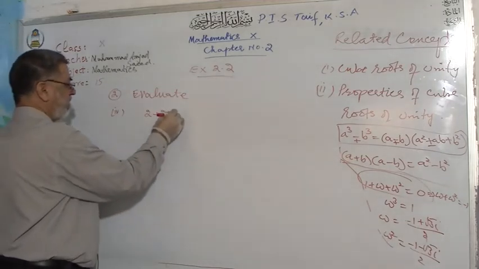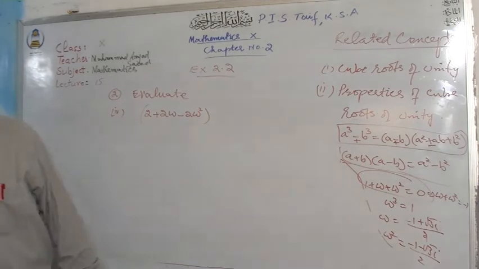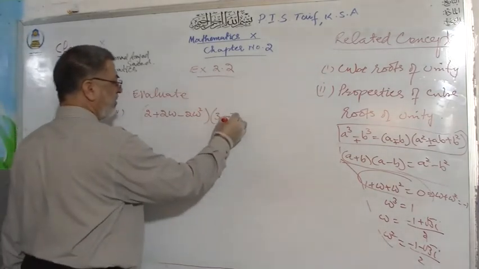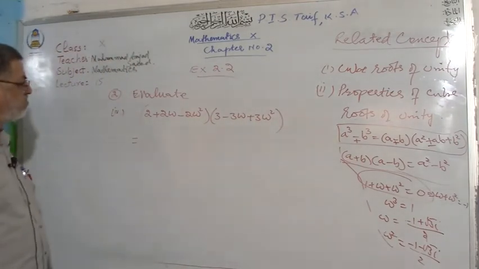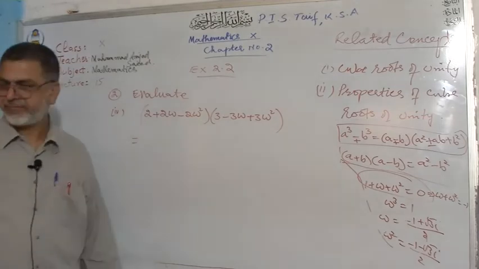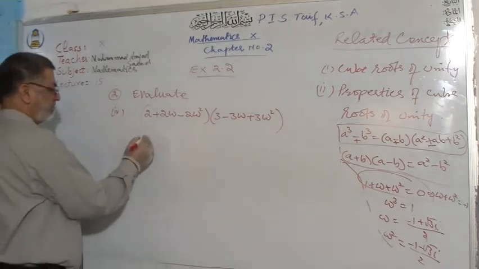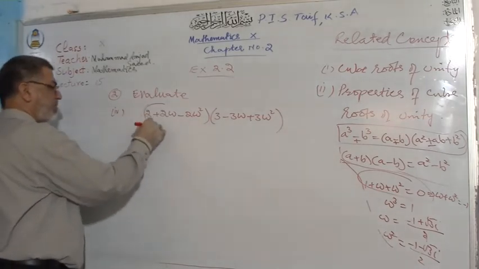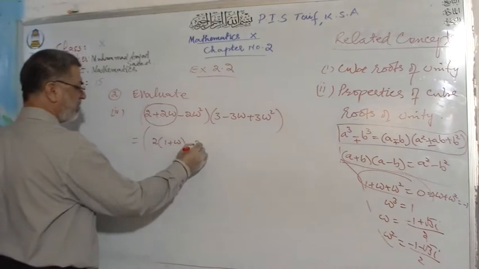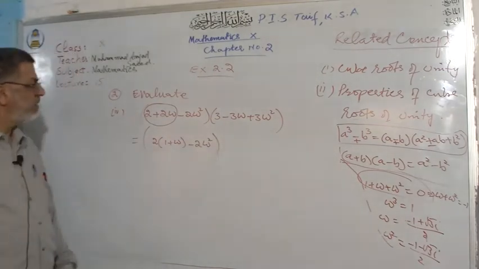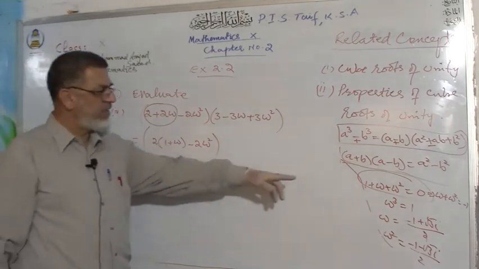2 plus 2 omega minus 2 omega square into 3 minus 3 omega plus 3 omega square. From first 2 terms, you can take 2 common, because there is a positive sign here.